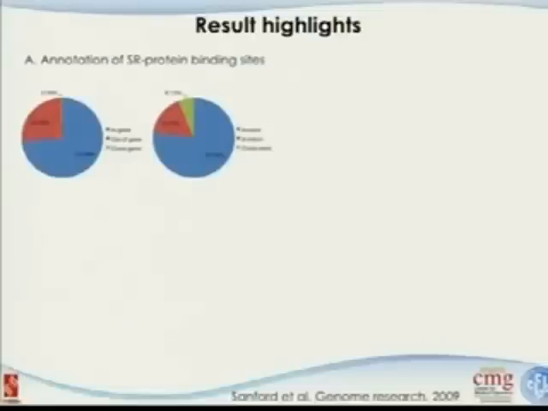Here are some of the results, just a very brief introduction. You can see the annotation of SR protein binding sites: about 73% of the sites we identified are in the gene region, which makes perfect sense. That tells us the experiment really did well. About a quarter of those regions are outside of the genes. For the ones within the genes, about three-quarters are associated with exons, and the others are not.